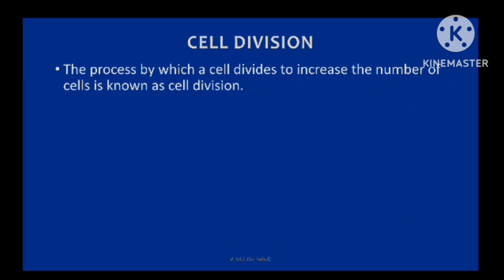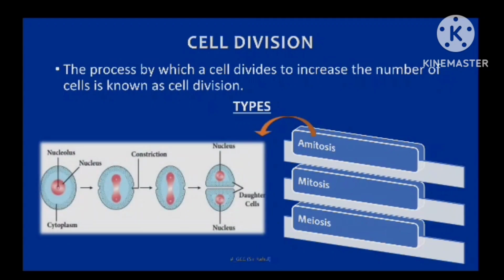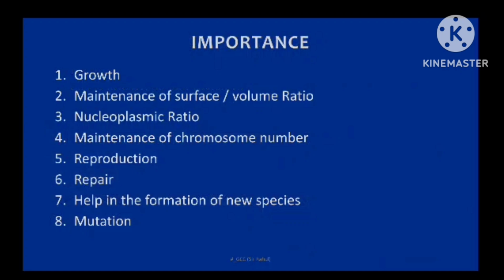So we can conclude that cell division is the process by which a cell divides to increase the number of cells. Cell division is mainly divided into three types. The first one is amitosis, mitosis and meiosis. We will discuss all of these types in our upcoming video lectures. So now let's move on to the importance of this cell division.